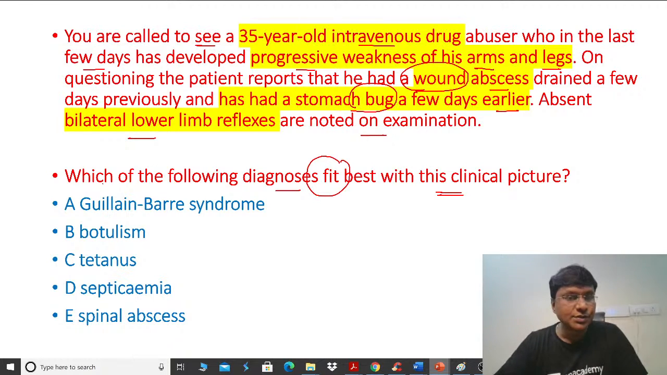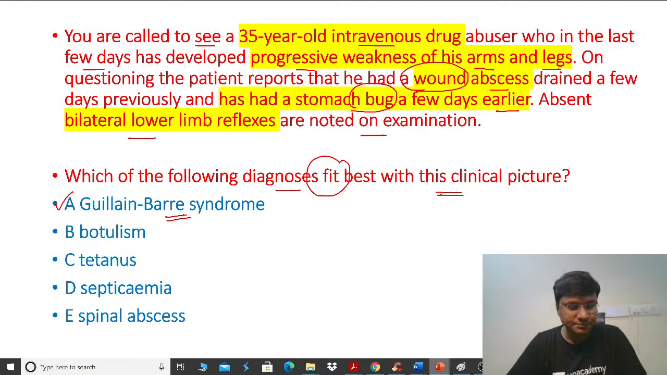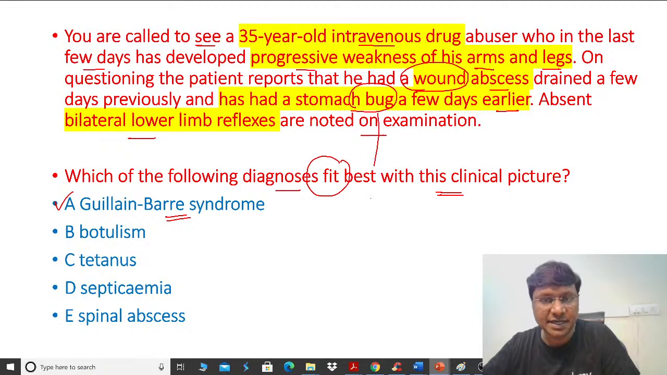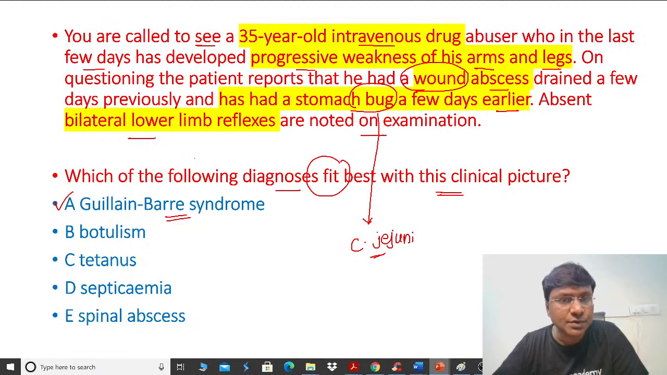Very good, super. The answer to this particular question is Guillain-Barré syndrome. So what are the points in favor of Guillain-Barré syndrome? Very good, Nidish. This particular stomach bug is your Campylobacter jejuni. I'm sorry, it is your Campylobacter jejuni. That is your stomach bug. It is not botulism, okay? Now, the points in favor of Guillain-Barré syndrome.